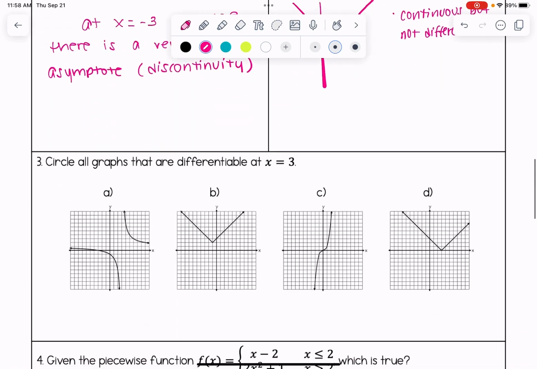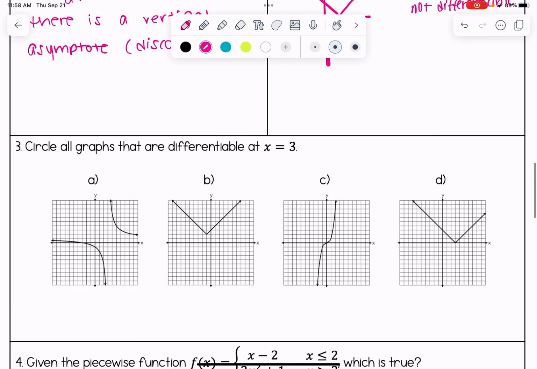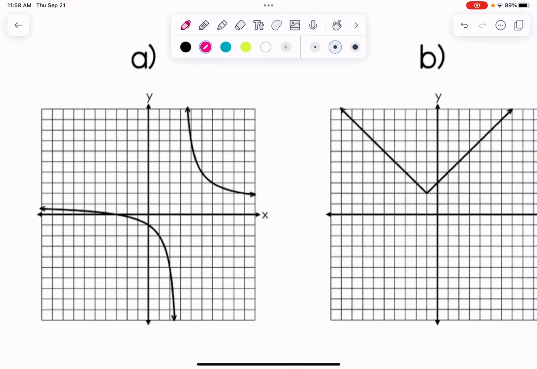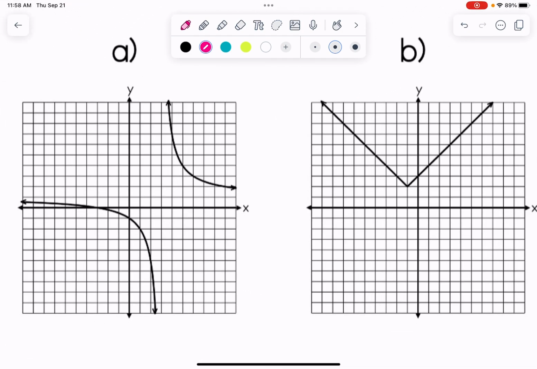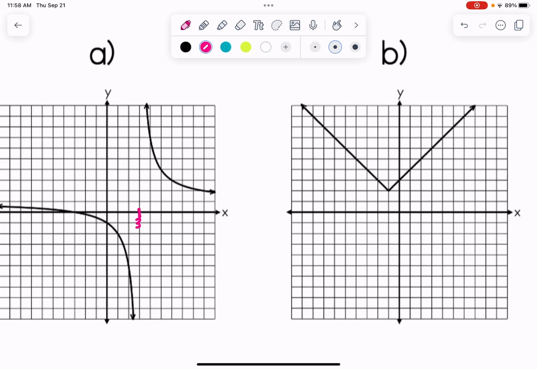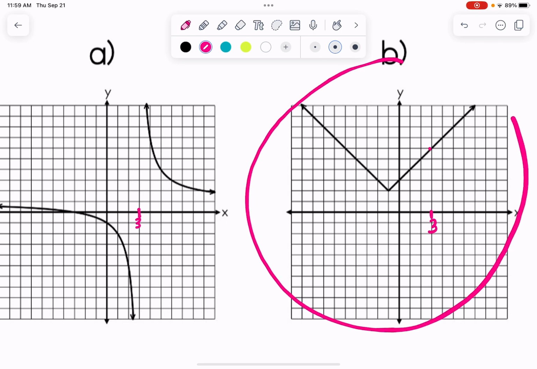Number 3, it says circle all graphs that are differentiable at x equals 3. All right, I'm going to zoom in on these pictures so you can see them better. We'll look at 2 at a time. In graph A at 3, I have a discontinuity, so it is definitely not differentiable. For B at 3, we have no problem here. It's just part of the linear portion of the absolute value. So it is differentiable, so I'm going to circle B.